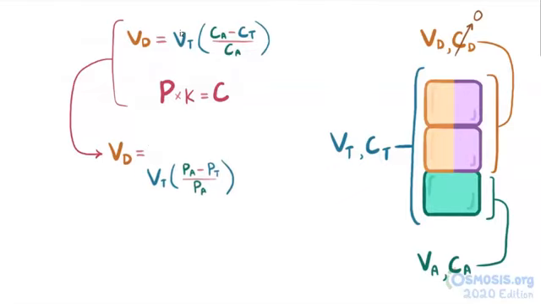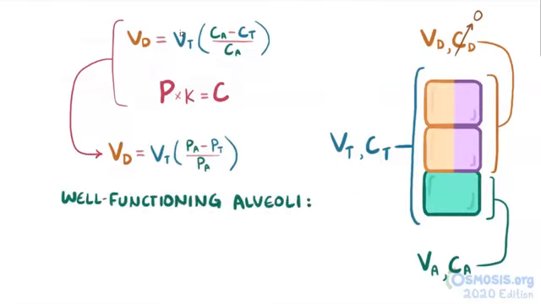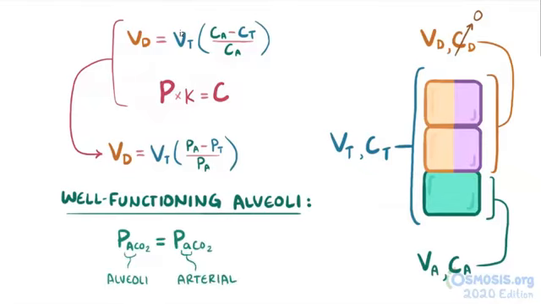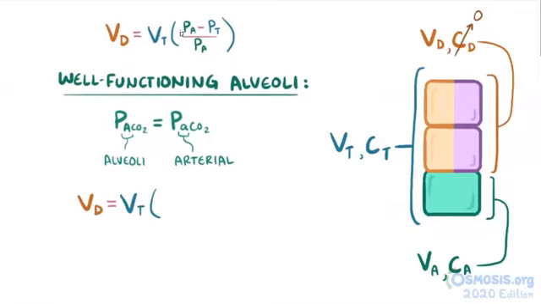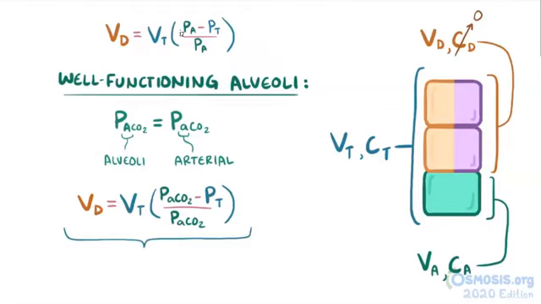Now, in well-functioning alveoli with adequate blood supply, carbon dioxide quickly dissolves into the blood until the partial pressure of carbon dioxide in the alveolar air is equal to the partial pressure of carbon dioxide in the blood, which can also be written as P little a CO2, little a for arterial. So we can replace P big A with P little a CO2. And this final equation is known as the Bohr equation, and is used for calculating physiological dead space. It's named after the Danish physician Christian Bohr, father to the more famous son, physicist Niels Bohr.